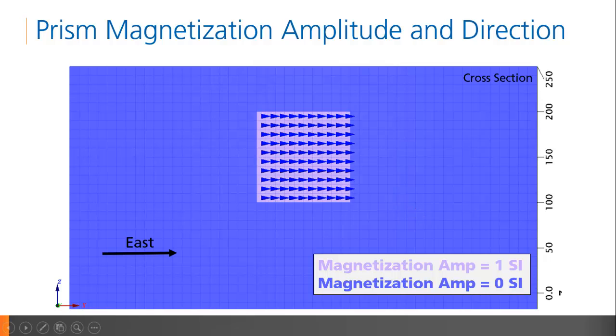In Voxel's MVI, the vector amplitude is normalized by the Earth field strength, and so the dimensions are analogous to susceptibility units. We expect a successful magnetization vector inversion to recover this easterly magnetization in the vicinity of the buried body.